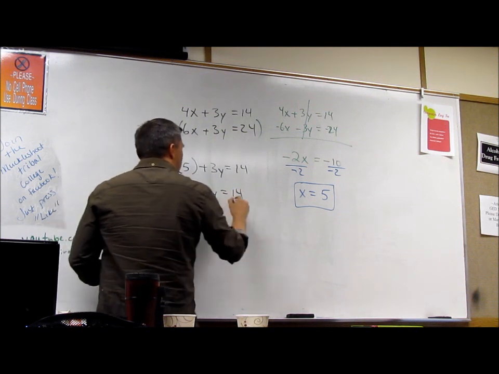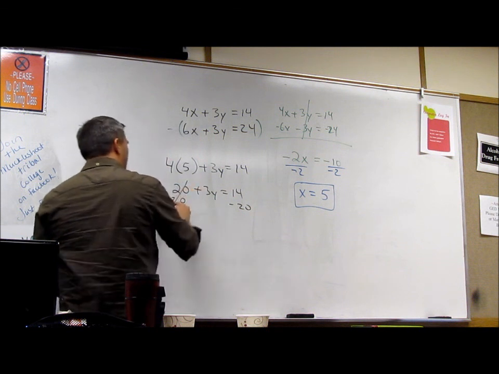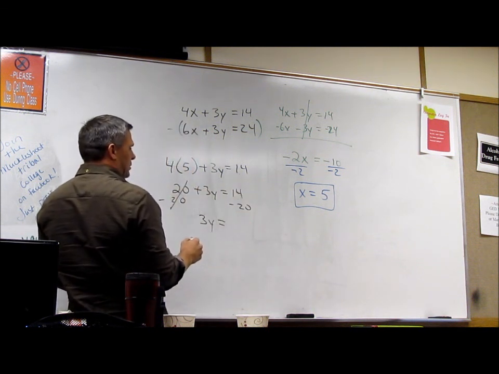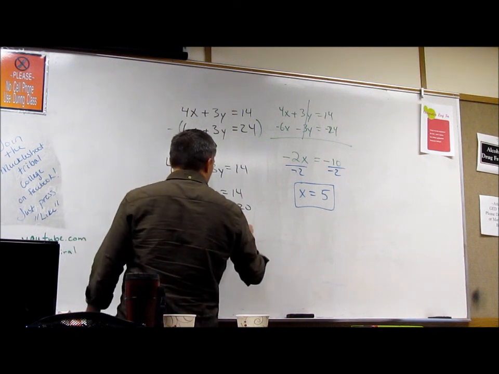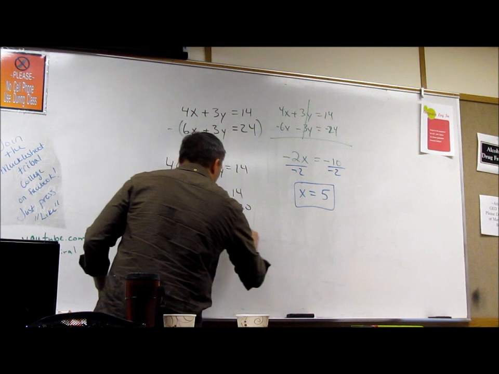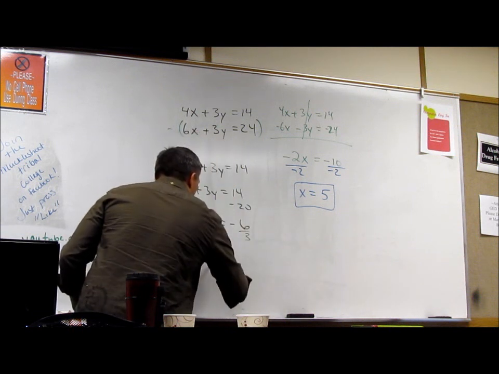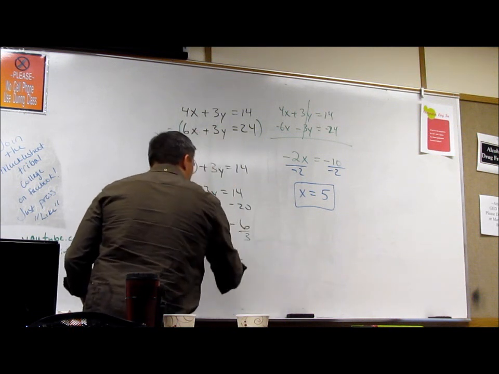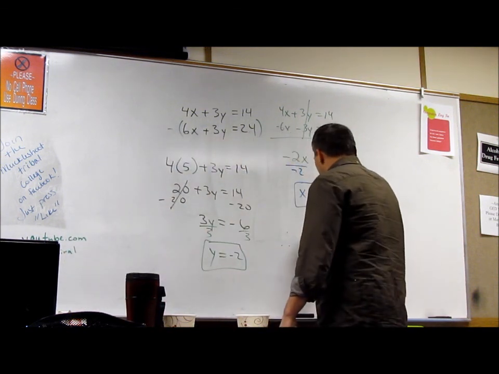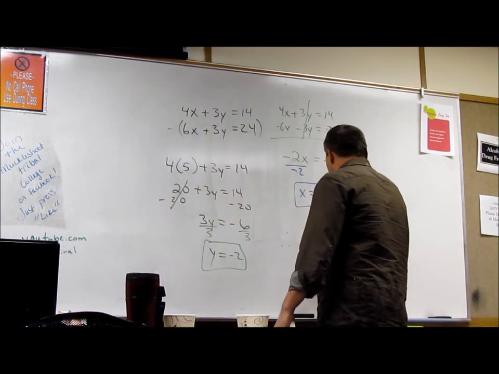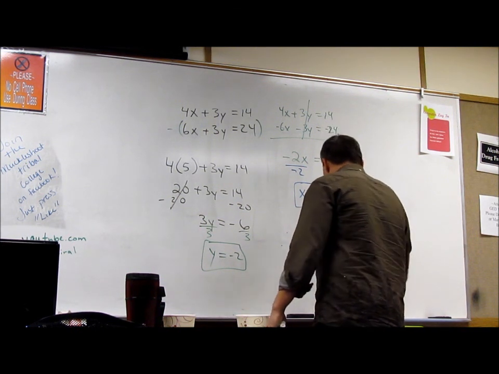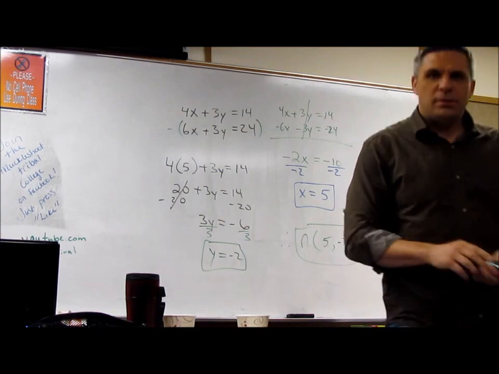Minus 20, minus 20. And I get 3y equals minus 6. Divide by 3, divide by 3. Y equals minus 2. Therefore, there's an intersection at 5, minus 2. Pow! Did we do it?